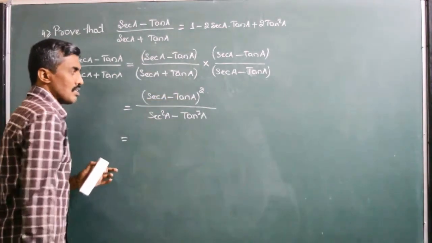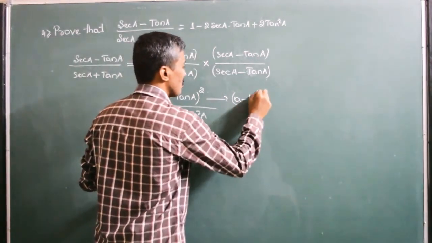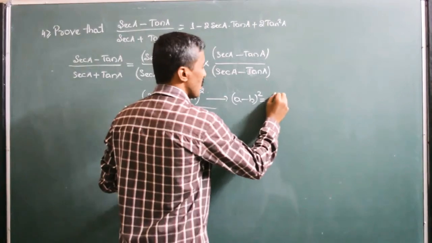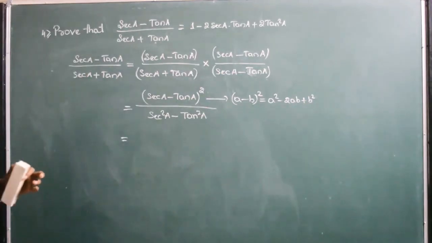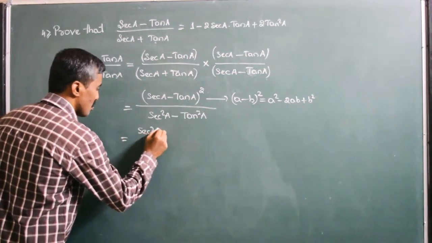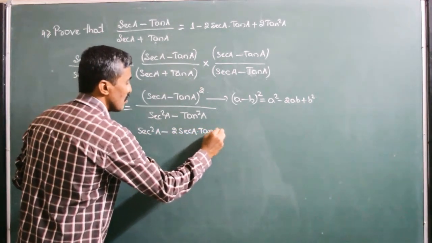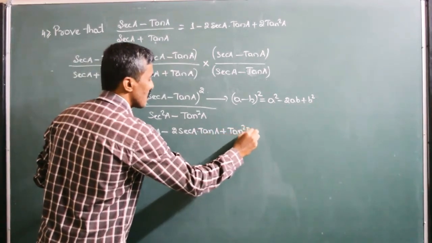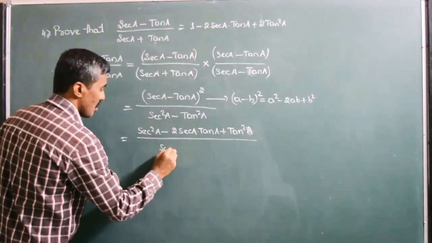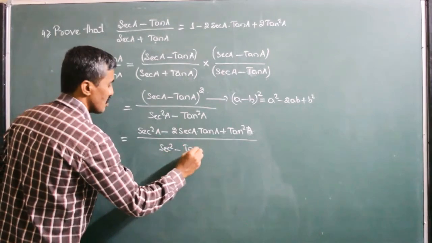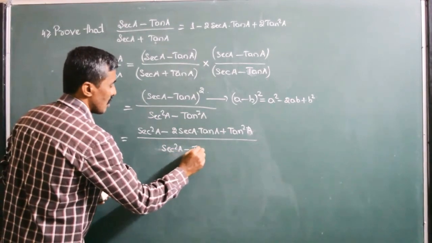Now expand the numerator secant a minus tan a whole square using a minus b whole square. So what is a minus b whole square? That is a square minus 2ab plus b square. a is secant, b is tan. So a square, secant square a, minus 2ab, 2 secant a into tan a, plus b square, that is tan square a, whole divided by secant square a minus tan square a.